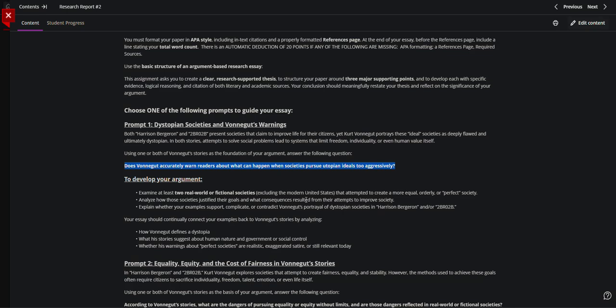Lots and lots of fictional dystopias. But you're going to examine at least two. I would prefer one real world and a fictional. I think that's a good mix. So see what you find. And you're basically examining those two societies that attempted to create a more equal, orderly, or perfect society.